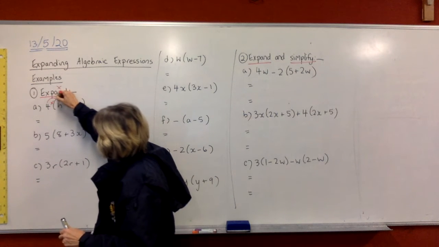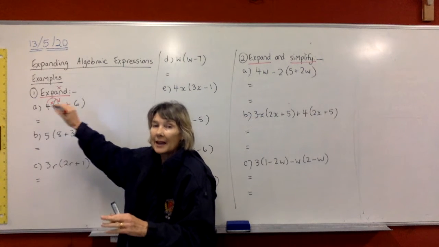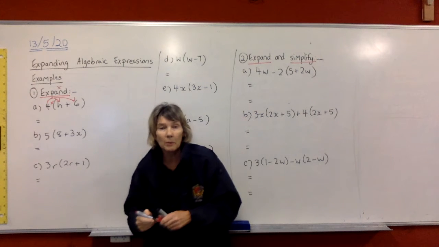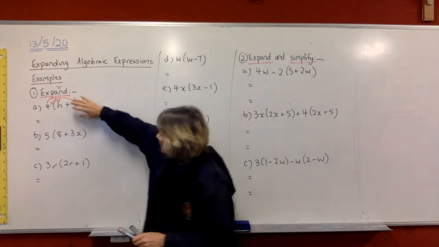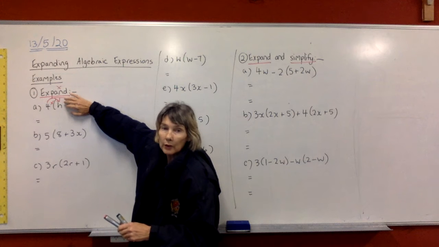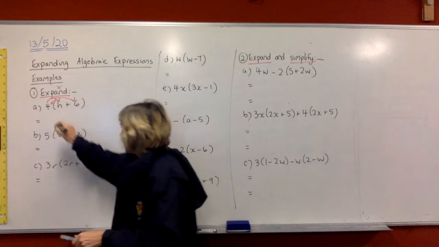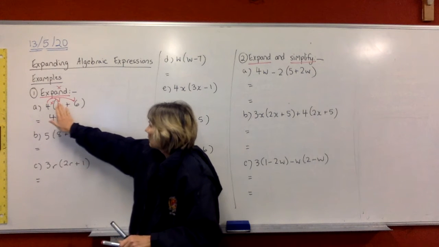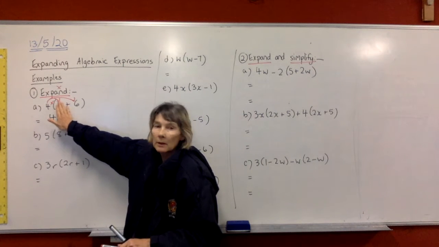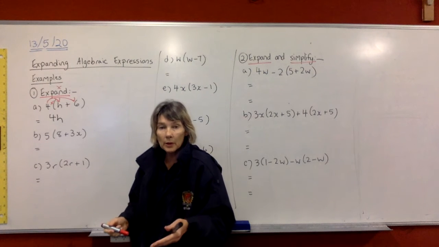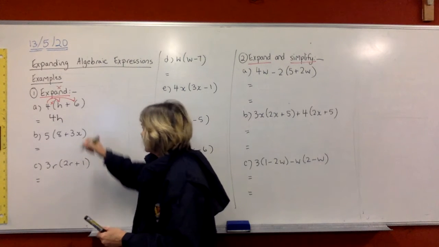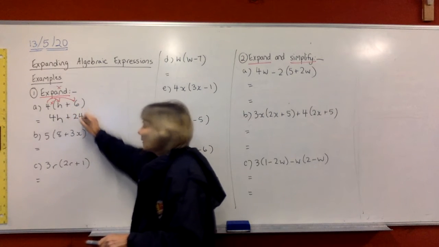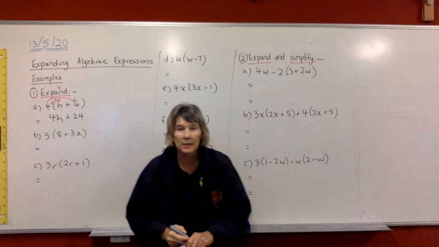Then we're going to draw arrows from the thing outside the bracket into every term inside the bracket. So we have two lots of multiplications to do here. The first one, I'll just cover this up, is 4 times h. And you all know that that's 4h. Then cover up the h, and we are doing 4 times positive 6. So you can use your calculator for multiplying any numbers. It will give you positive 24. And that's all you need to do. It's one step if it says expand.